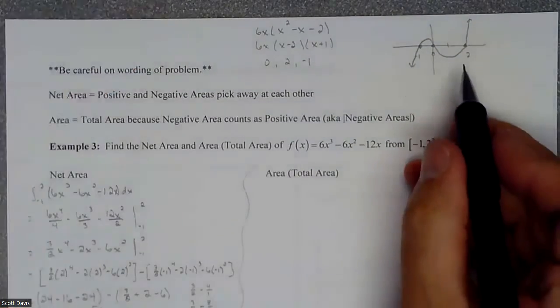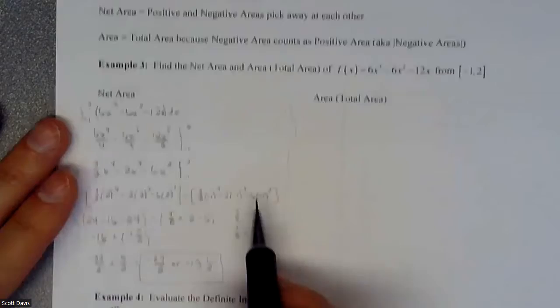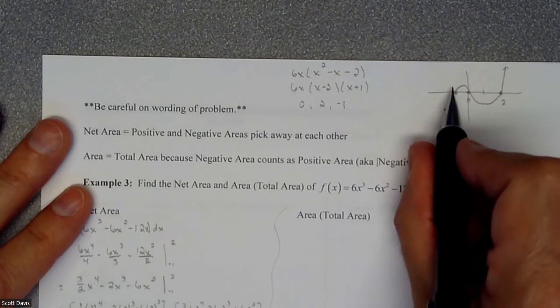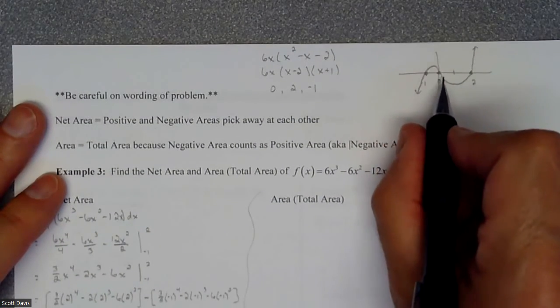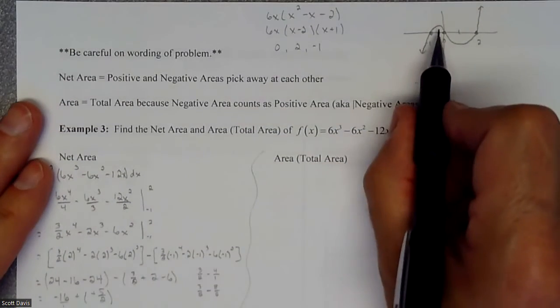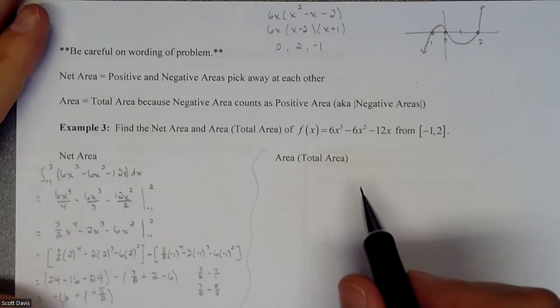All right. And so based on this, my original answer when I found the area from -1 to 2, I did have more negative area than I do positive area. And so that actually makes sense that I ended up getting a negative area out of it because some of this positive chipped away at some of this negative. But when we do total area, we're going to treat everything as a positive.